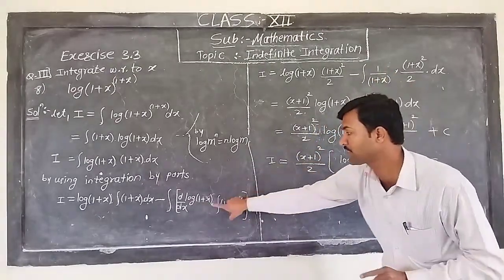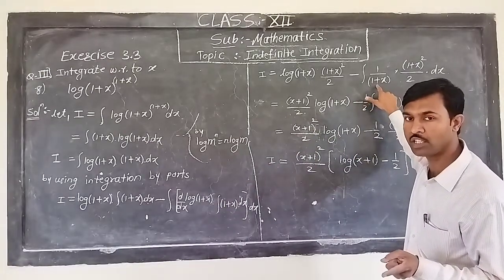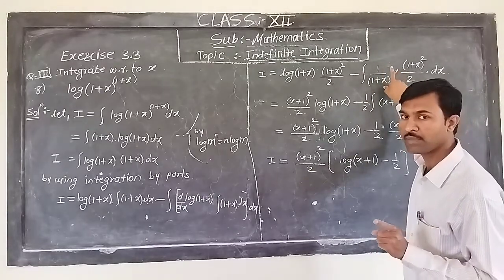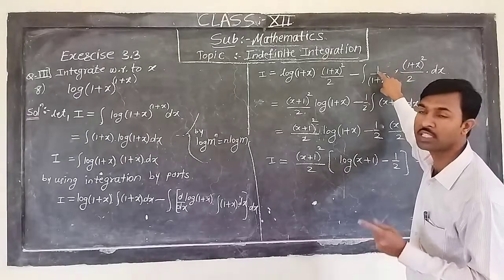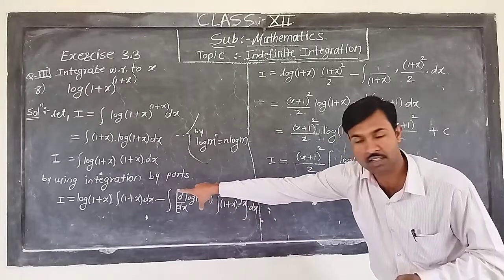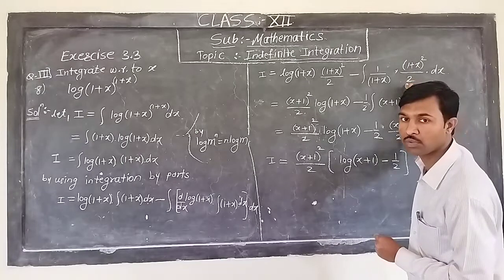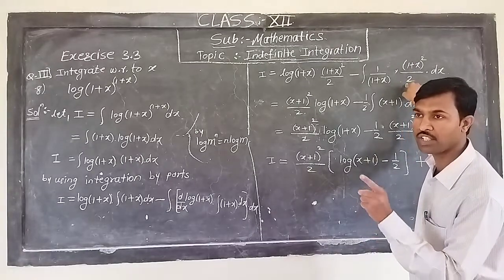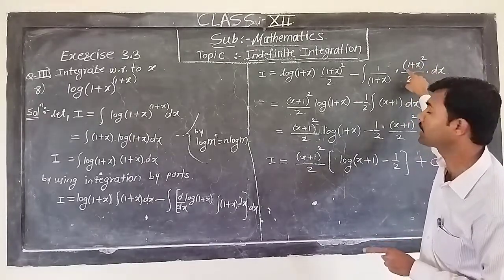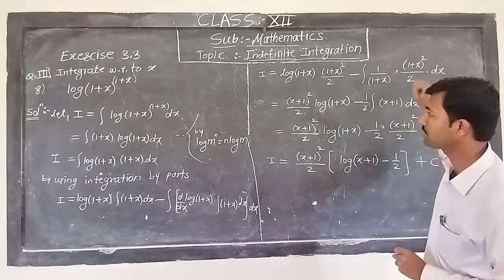Here 1 upon f of x is 1 upon (1 plus x). Again differentiating this function in the numerator, the derivative of 1 will be 0 plus the derivative of x will be 1, so 0 plus 1 is 1, into the integration of (1 plus x) dx, same as that term. The integration of (1 plus x) dx is (1 plus x) whole square upon 2, by using the formula of integration of x raised to n dx, which is x raised to the power n plus 1 upon n plus 1, and the derivative of 1 plus x is 0 plus 1, which is 1, into this dx.